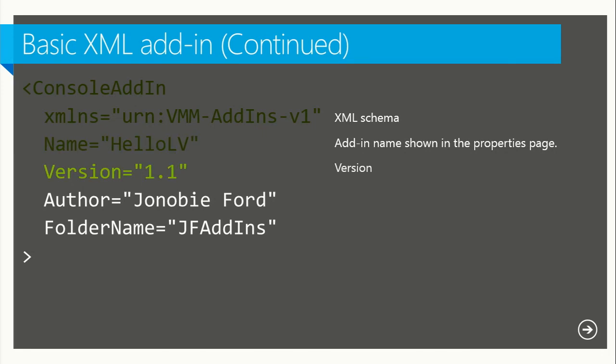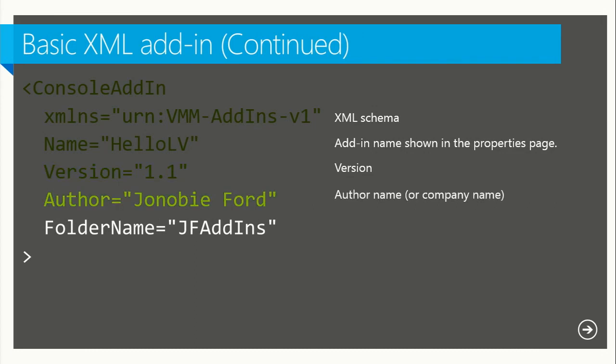Version, we don't use the version for anything. This is merely showing up as properties. So you can put whatever number you want in here. We have no notion of version control. And I should mention sort of as part of this that if you have add-ins that you want to upgrade, the upgrade is essentially you want to install one add-in and install the next version. So it's pretty simple. Author name or company name.